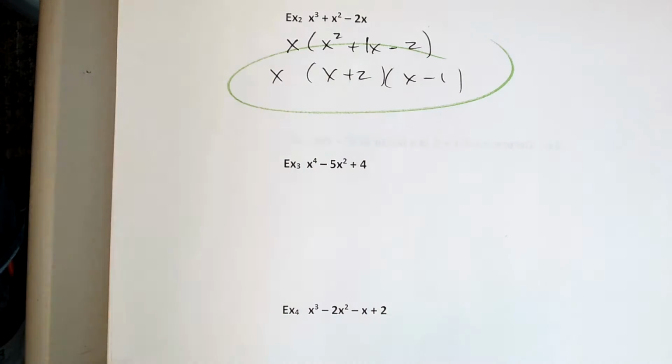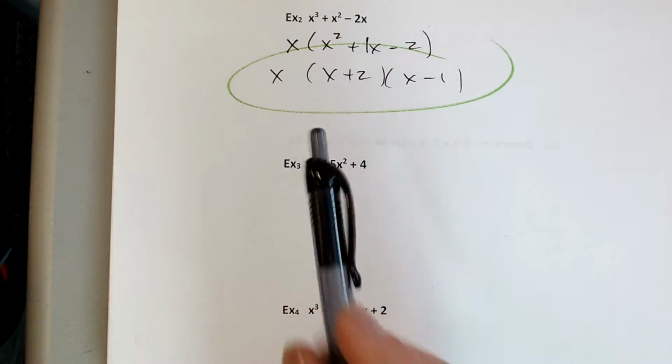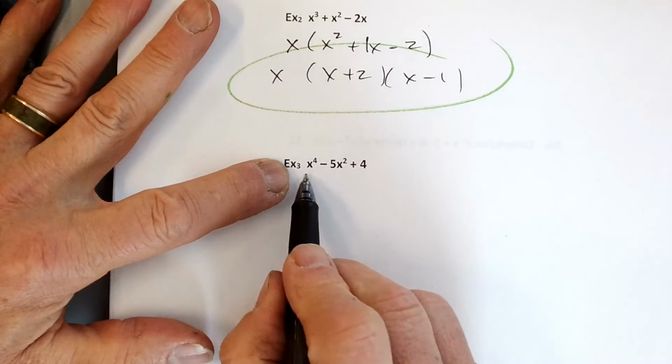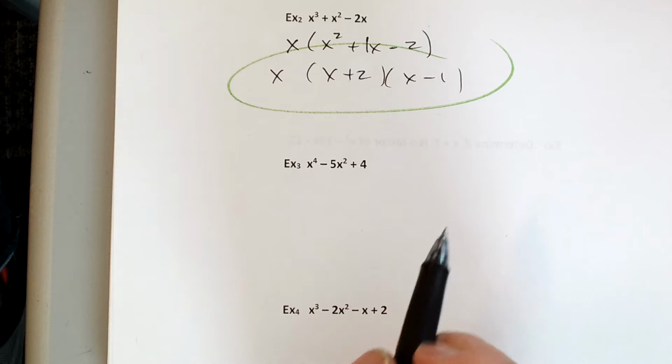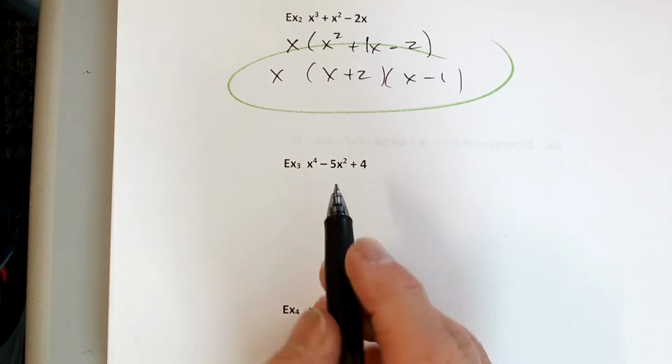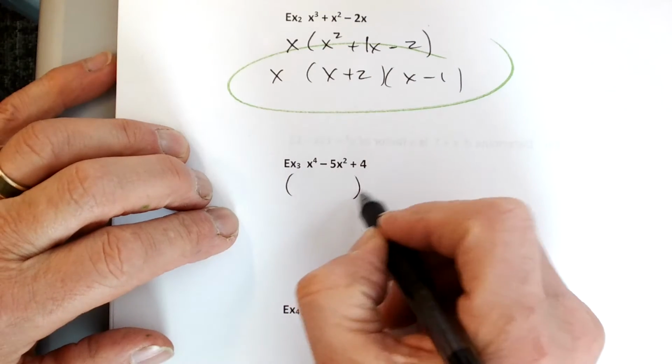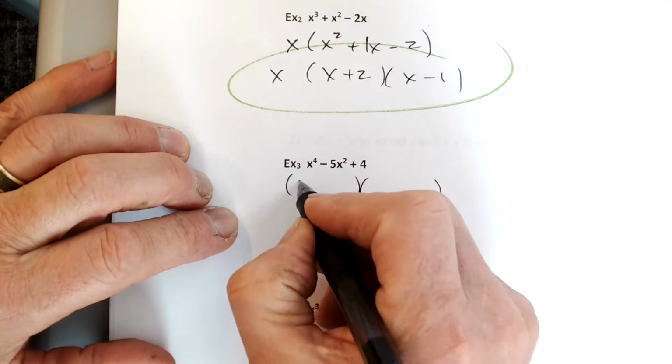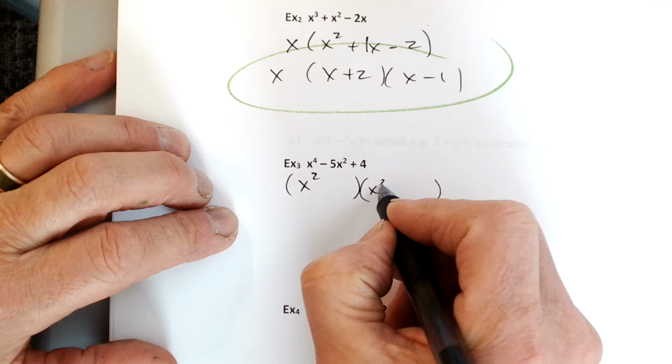All right, number 3. So they don't have anything in common, do they? They have nothing in common. But how am I going to make an x to the 4th? How about x squared, x squared? You okay with that? So we go like this, and let's start out with x squared, x squared.